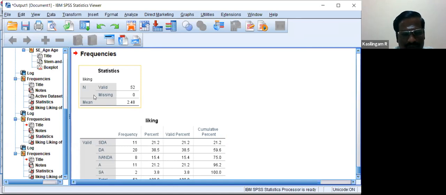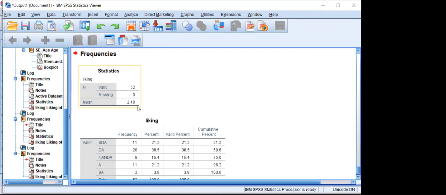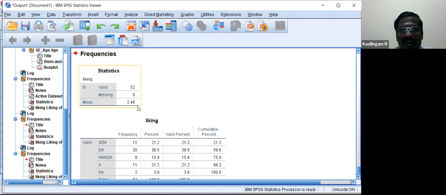Now, what is the meaning of mean 2.48, madam? Now you know the frequency analysis. The mean is the average. We have taken a 5-point scale. If the mean is less than 2.5, then we can tell people disagree, which means they don't like. Here they don't like, that is the meaning.